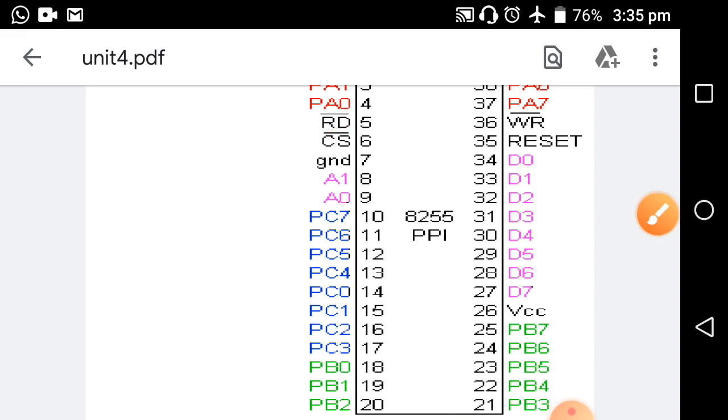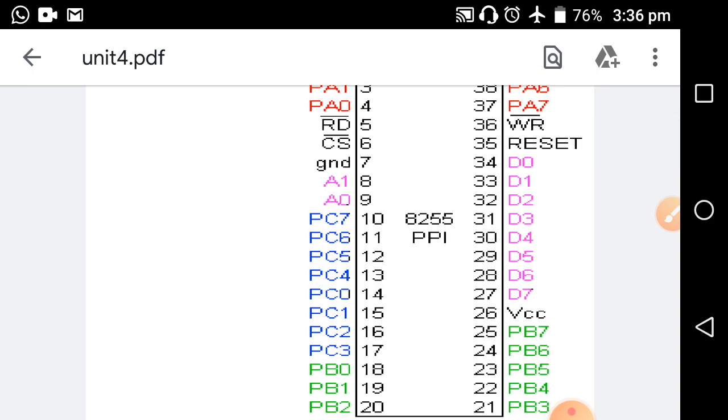And if the microprocessor wants to change the modes of functioning of the 8255, which is programmable, and wants to reprogram the 8255, then first of all it is reset by applying the active high control signal at pin number 35. Then the content of the control word register and all the ports will be cleared.